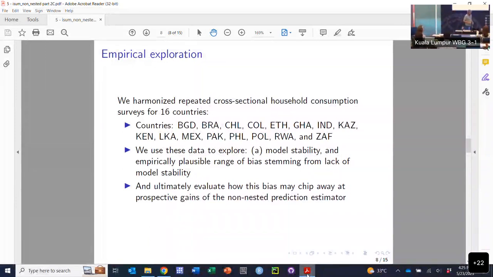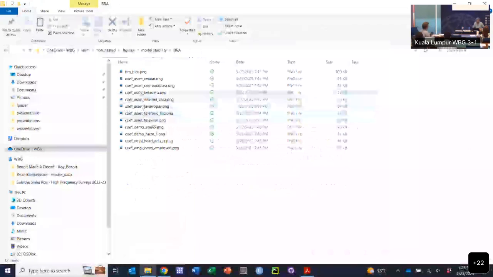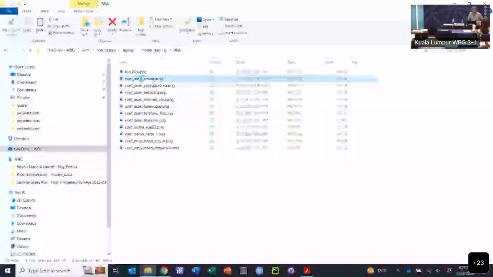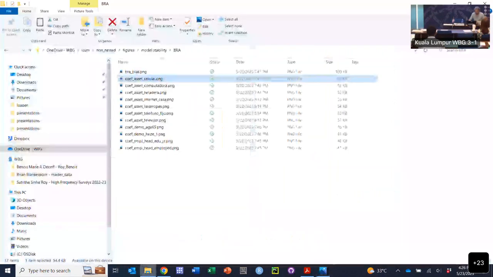I just look at a few of them, and quickly walk you through what you see for some of the regions. We estimate a similar type of model, regressing local assumptions on a similar selection of right-hand side variables for those 16 countries. Here, this is for urban-rural. This one is owning a mobile phone, in the case of Brazil, the first one.